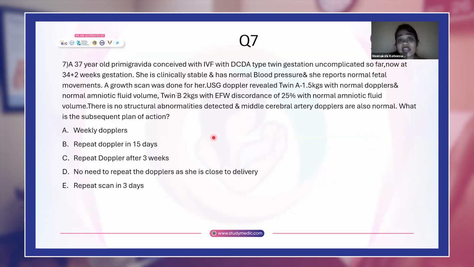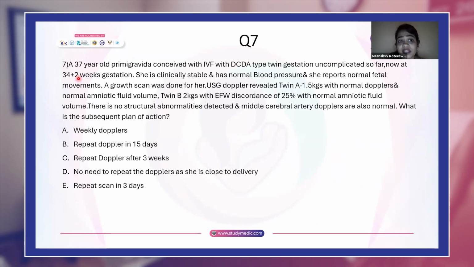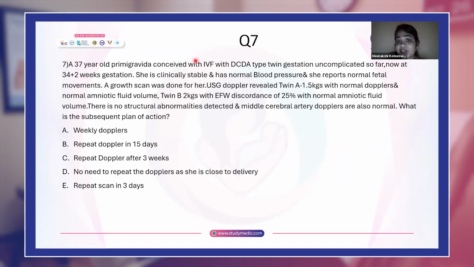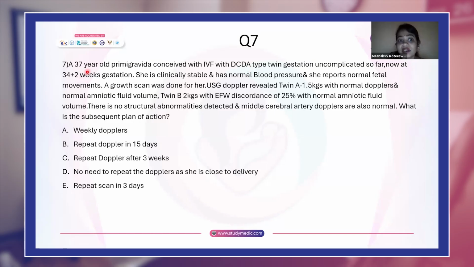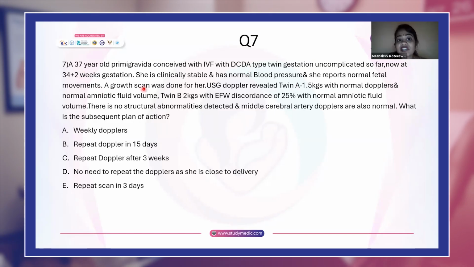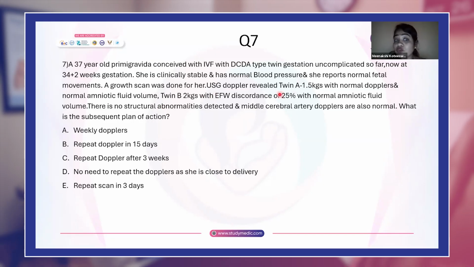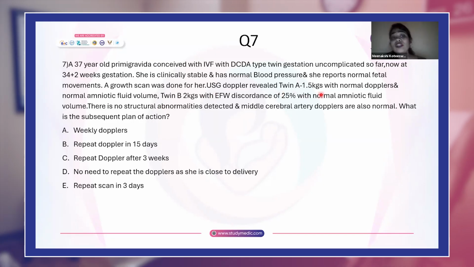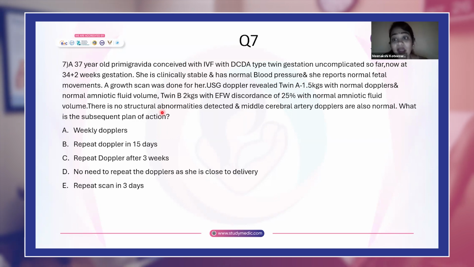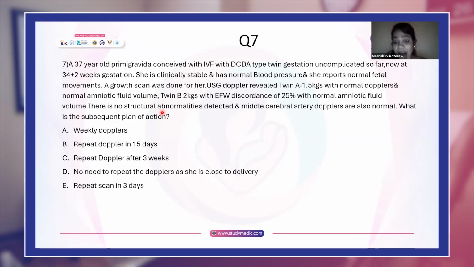A 37-year-old primary conceived with IVF with DCDA type of twins and complicated so far at 34 weeks. So see that she's primary, IVF conception, DCDA twins, and 34 weeks. She's clinically stable with normal BP and reports normal movements. Growth scan showed USG Doppler first twin is 1.5 kgs with normal Dopplers and normal amniotic fluid. Second baby is 2 kgs with estimated fetal weight discordance of 25% with normal amniotic fluid, and there are no structural abnormalities detected, and middle cerebral arteries are also normal. What is the subsequent plan of action?